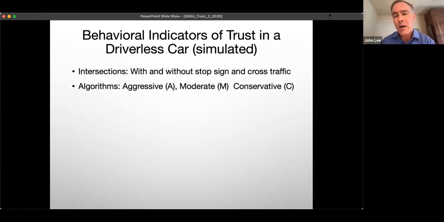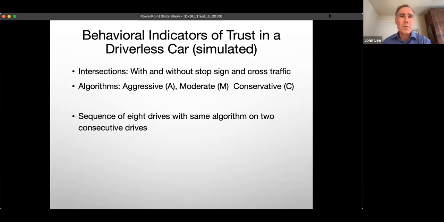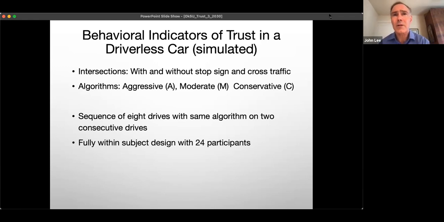And these distinctions are made in how the vehicle brakes to a stop in the case of the stop sign intersections, and then how it accelerates away from that stop. And for the intersections without a stop sign, all of these 3 algorithms are identical. They just keep going. So each person went on a series of 8 drives with the same algorithm on 2 consecutive drives, and this was counterbalanced. It was a fully within subject design with a total of 24 participants.